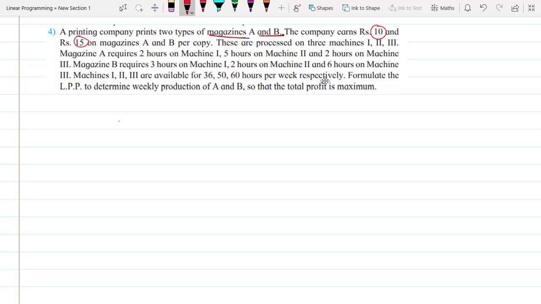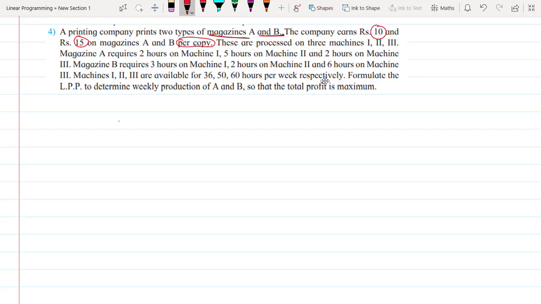See, the profit function is given in the first sentence now. Don't worry. Generally they give it at the end, but here they are giving it first. The company earns 10 rupees and 15 rupees on magazine A and B per copy.